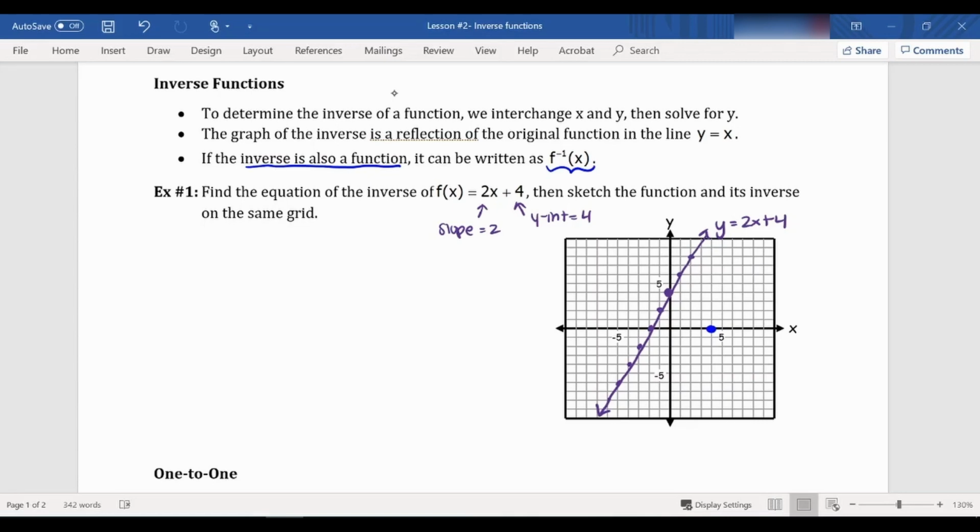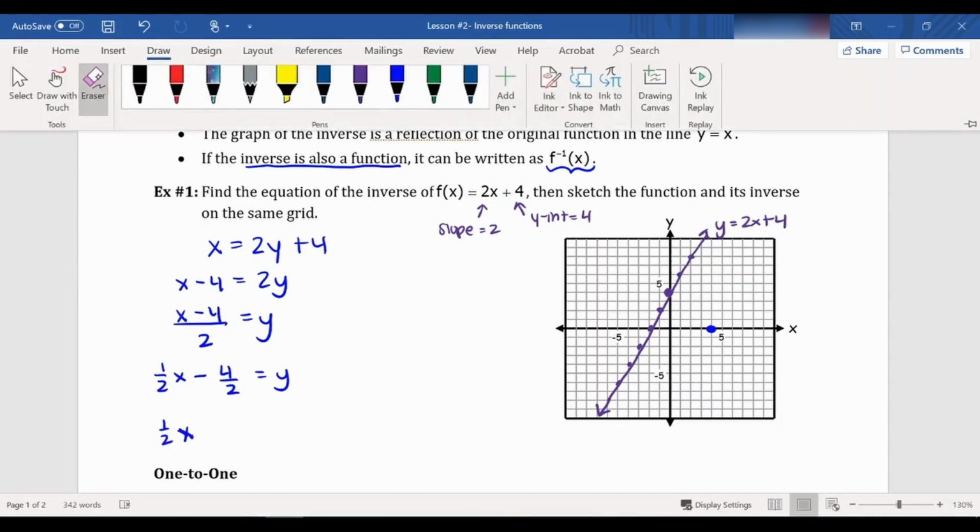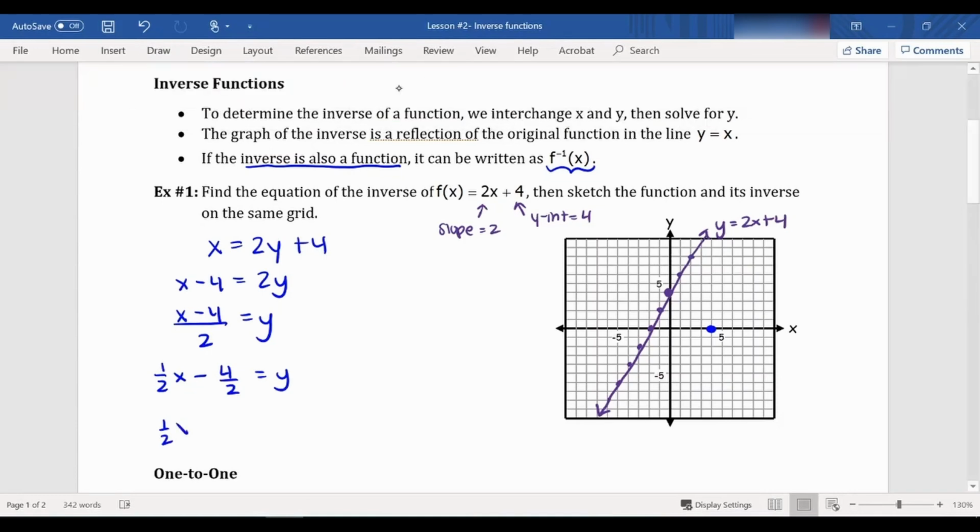Okay. So if I wanted to find the actual inverse, what I would do is instead of having y equals 2x plus 4, I would have x equals 2y plus 4. And I would solve this for y. So I'd subtract 4 from both sides. I would divide by 2. Now I like to graph in y equals mx plus b form. So I would split this into 1/2 x minus 4 over 2 equals y. Oh, that's messy. Let's fix that. 1/2 x minus 2 equals y. So this would be my inverse here.